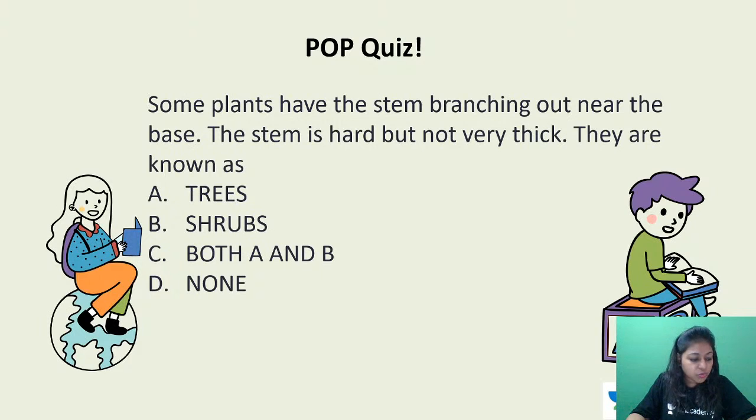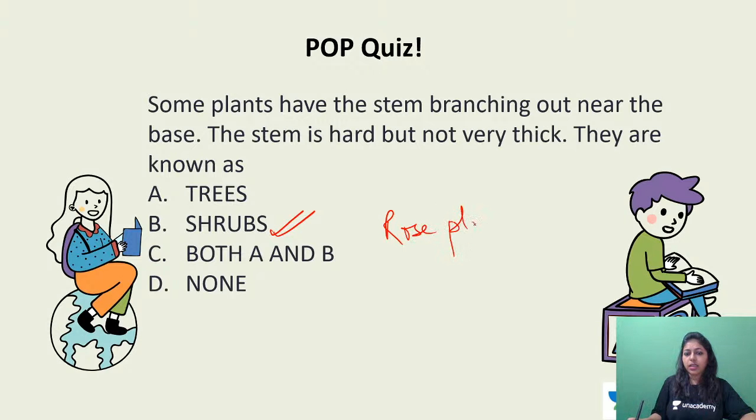Now, moving on to the next one: some plants have stems branching out near the base. You remember I showed you the picture. These plants have stems which are branching out near the base, and the stem is hard, but it is not very thick. So what do we call them? Do we call them trees, shrubs, either shrubs or trees, or none of them? Just think and let me know the answer. We call them shrubs, like a rose plant. I hope you are clear. Any questions you can ask me here.